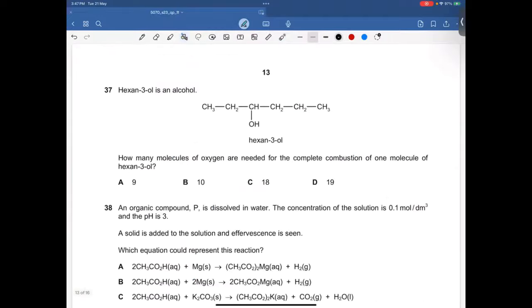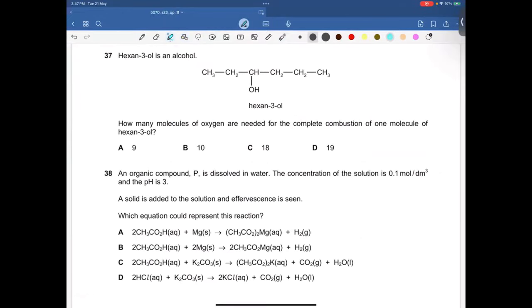Question number 37. Hexan-3-ol is an alcohol. How many molecules of oxygen are needed for the complete combustion of one molecule of hexan-3-ol? Let me determine the molecular formula of hexanol. 1, 2, 3, 4, 5, 6 carbon atoms. How many hydrogen atoms? 3 plus 2, 5, 6, 7, 8, 9, 10, 11, 12, 13, 14. 14 hydrogen atoms, and we have 1 oxygen.